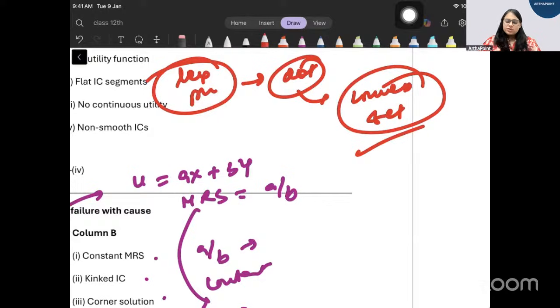Author PDF, okay, I will share. Can you just put that in the Telegram group once?